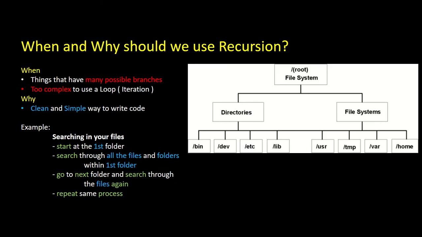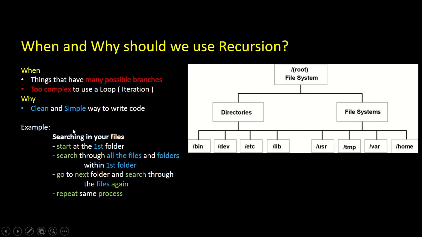So when and why should we use recursion? We use recursion when things have many possible branches, or when things are too complex to use a loop or iteration. Just like in our example right here. In a file system, you have many possible branches. You have directories and files, and it divides into more branches. So it's complicated, and it is too complex to use a loop because it will take so much time.